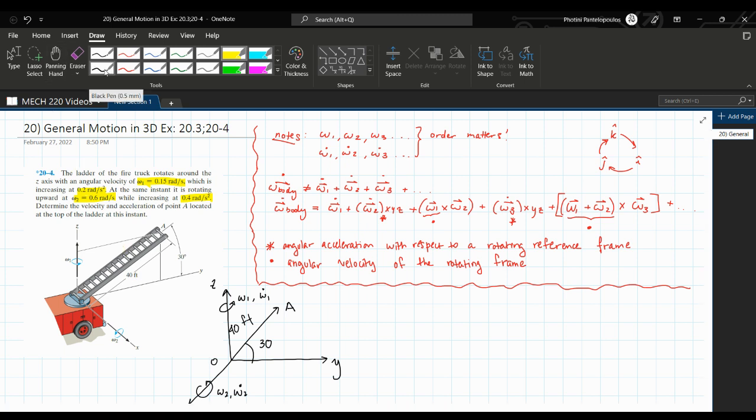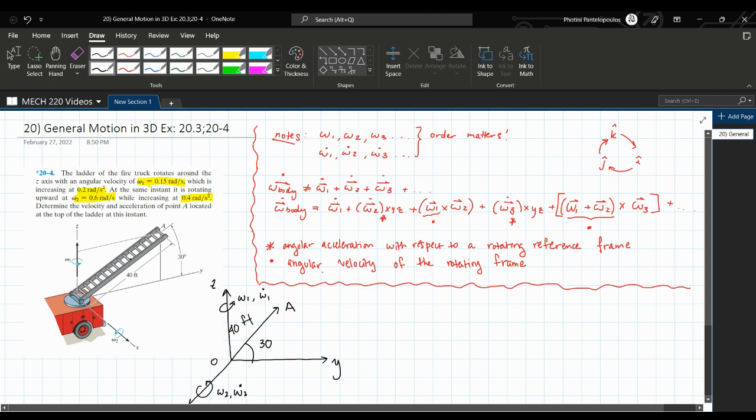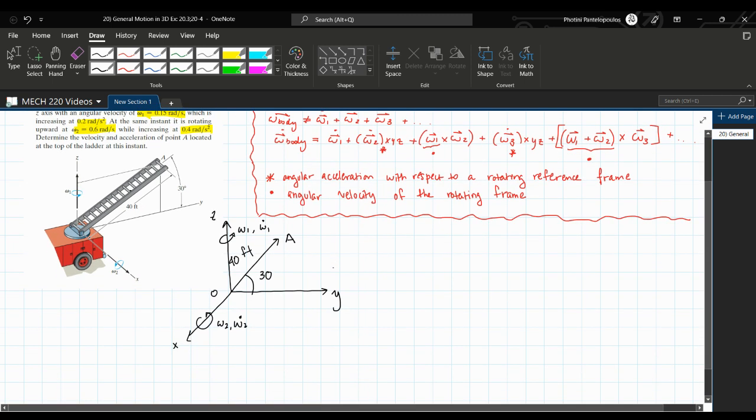So what I've done already here is redrawn the problem in a simplified way, getting rid of things that aren't really necessary to the evaluation of the problem. I have drawn this arrow here, which represents the ladder, R of A with respect to O. We'll get to that later. Also, the velocity and acceleration of Z, omega 1 and omega 1 dot, which we have, and then the rotation of X with omega 2 and omega 2 dot, which we also have.